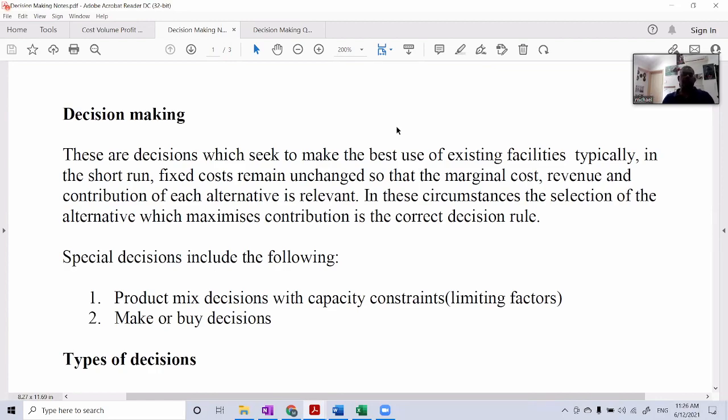Right? Now, special decisions include the following. These are the most common type of questions one can expect in the exam. Number one, product mix decisions with capacity constraints. That will be like limiting factors. I will elaborate on limiting factors in more detail afterwards, shortly. We'll take a break shortly. And we'll also have to make or buy decisions. We will come to that point also shortly.